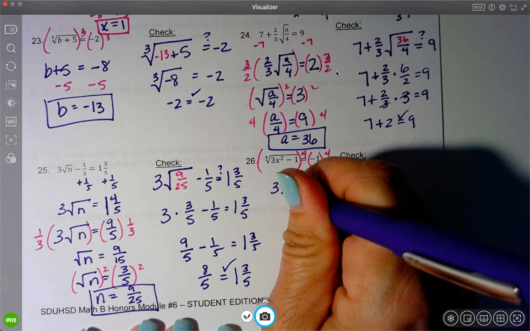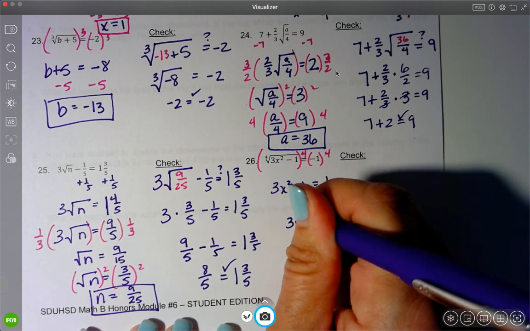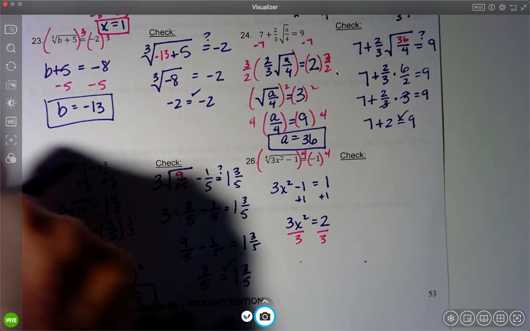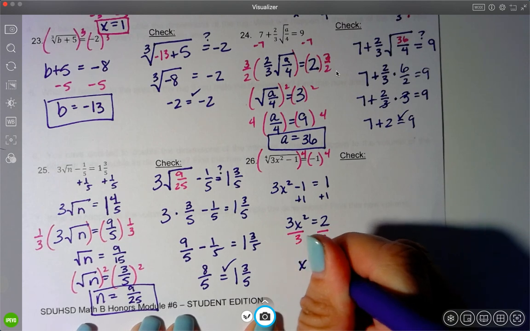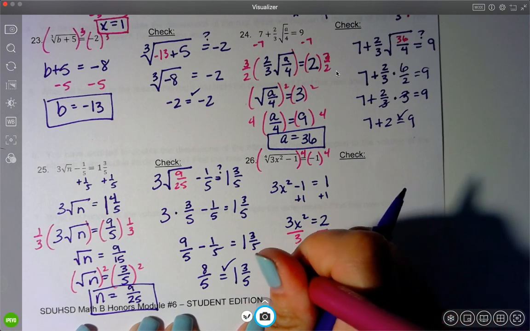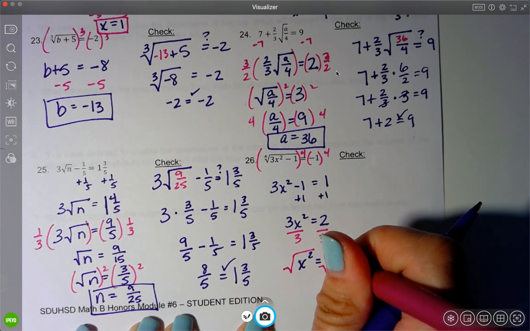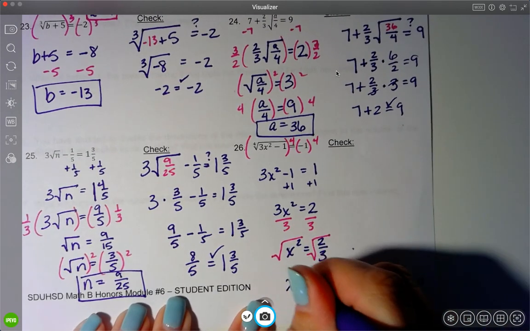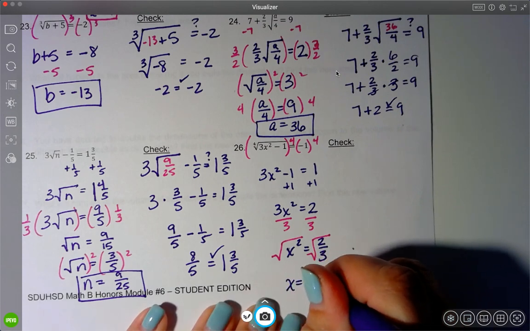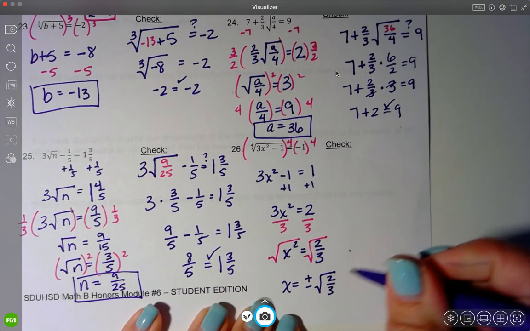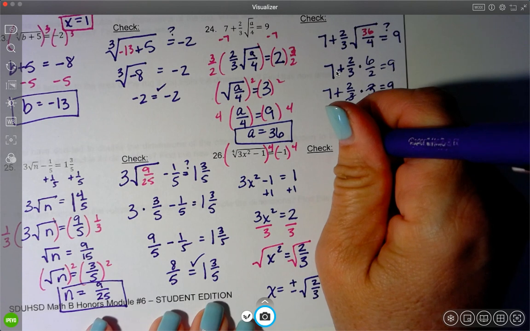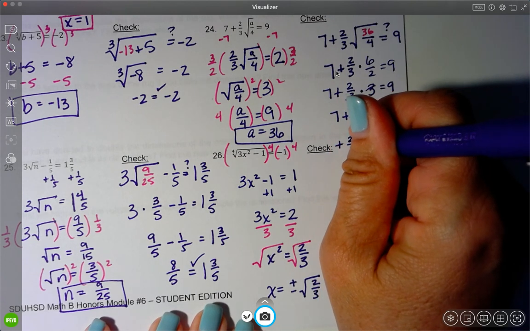Okay, so add 1 to both sides. I have 3x squared equals 2. Divide both sides by 3. And then x squared equals 2/3. And then I want to take the square root of both sides to get x by itself. So I have x equals positive and negative square root of 2/3. But all I have to check is actually the principal square root. So I only need to check positive square root of 2/3.